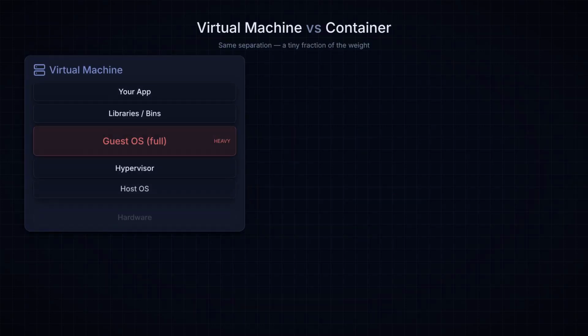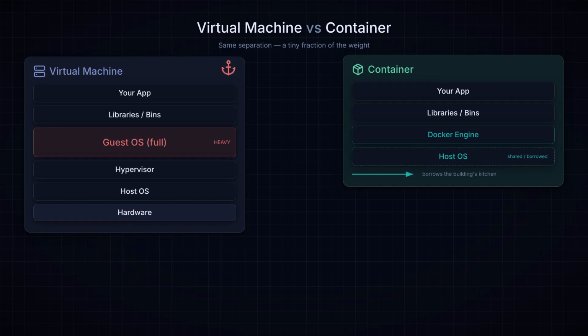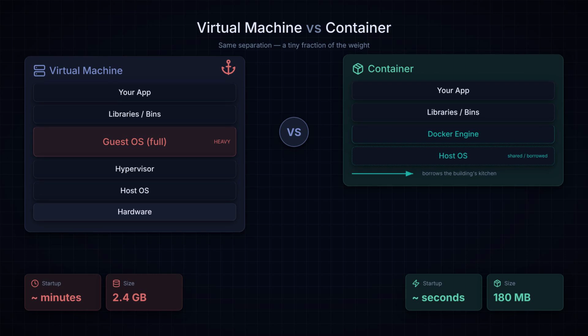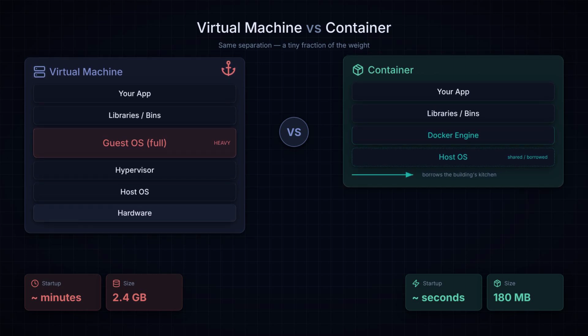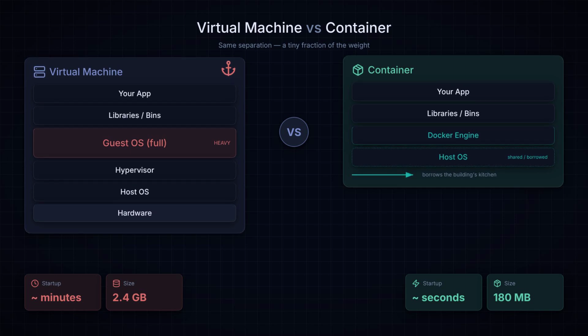Now you might be thinking, we already had a way to do this. Virtual machines. And you're partly right. A virtual machine copies an entire computer. A full second operating system running inside your computer. It works, but it's heavy. Picture renting a whole apartment kitchen just to warm up one lunch. A container is the lunchbox instead. It carries only your meal and what holds it. And it borrows the building's kitchen, the operating system that's already running underneath. So a virtual machine can take minutes to start and eat gigabytes of space. A container starts in seconds and stays light. Same separation, a tiny fraction of the weight.